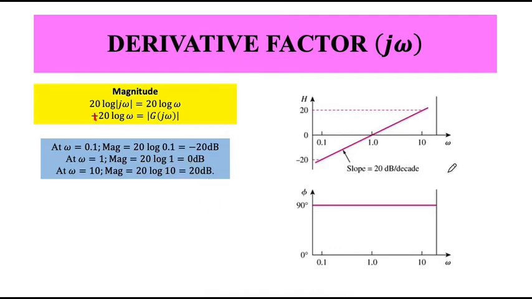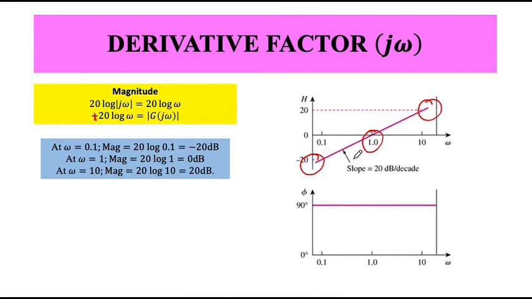Now let's start plotting this. At omega equals 0.1, I am at minus 20. At omega 1, this line will be at 0. Then omega 10, it is plus 20 dB. So this is the plot of j omega.